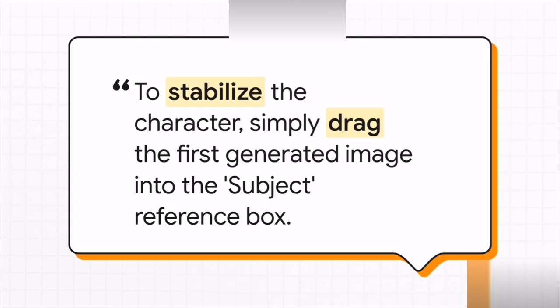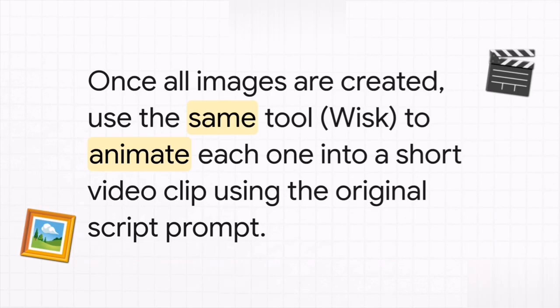It's so simple. After you generate your first image, you just drag it into the subject reference box. That's it. You're basically telling the AI, hey, this is my character, and it makes sure they look the same in all 10 of your scenes. It's brilliant. Okay, so once you've got all 10 of your consistent character images generated and saved, you stick with the exact same tool, Whisk, to bring them to life. You just take each image, one by one, use the original script prompt for that scene, and animate it into a short 8-second video clip.